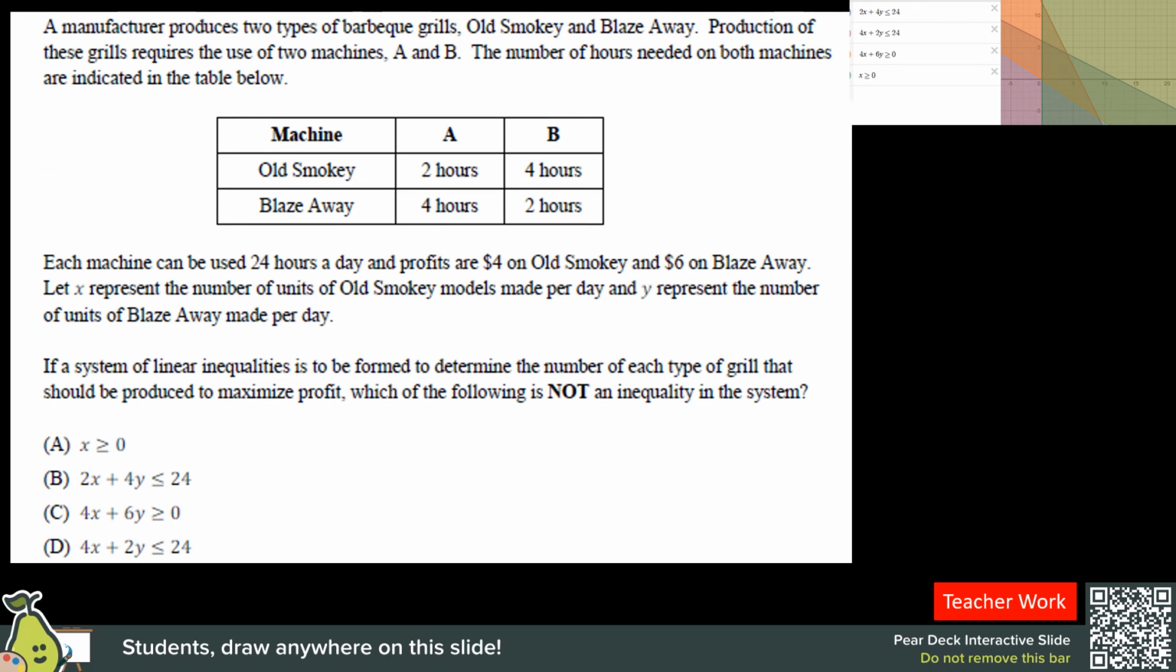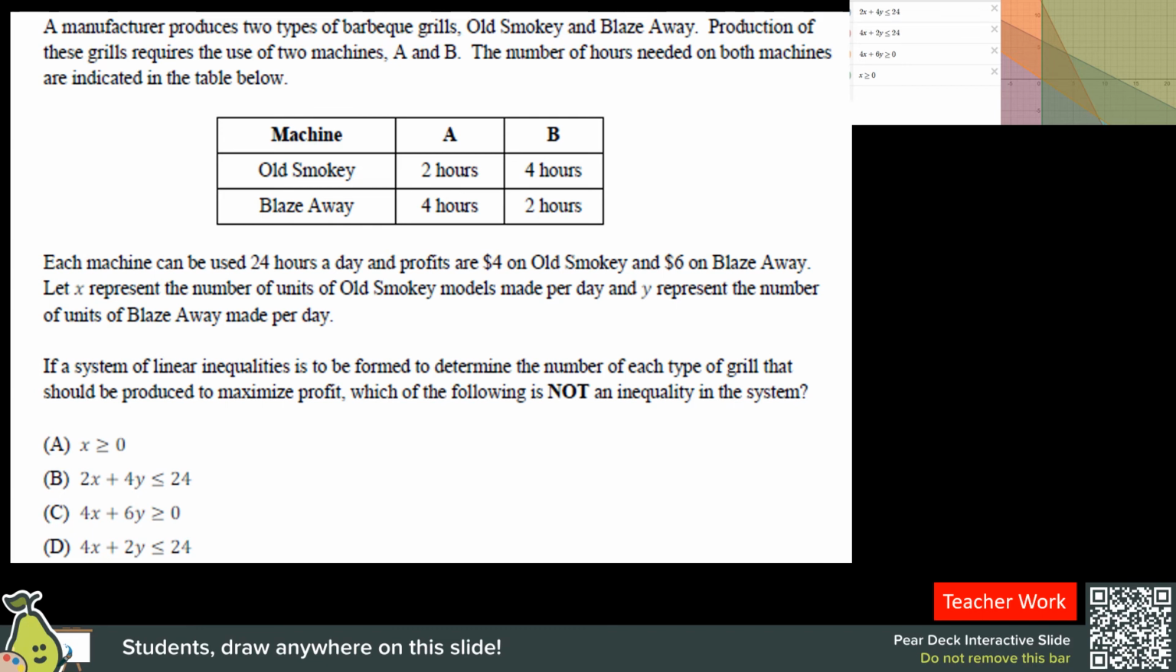And so for this last one here, this is a system of inequality questions. It says a manufacturer produces 2 types of barbecue grills, Old Smoky and Blaze Away. Production of these grills requires the use of 2 machines, A and B. So to make these, they have to go through the 2 processes, is what that's saying. The number of hours needed on both machines are indicated below. Each machine can be used 24 hours a day for profits of $4 on Old Smoky and $6 on Blaze Away.